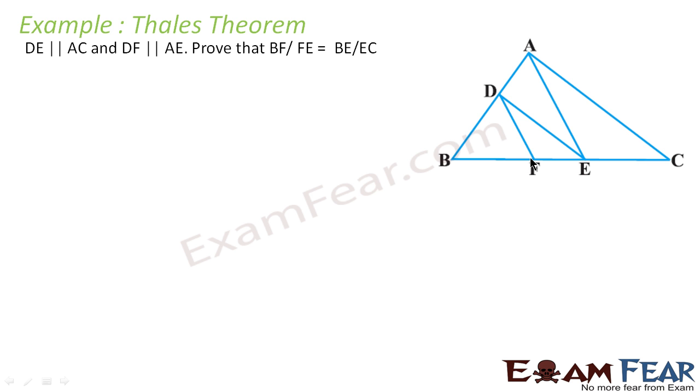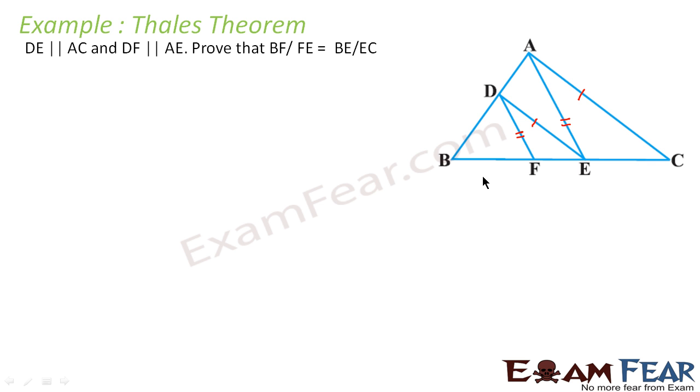DE, this line, is parallel to AC and DF is parallel to AE. So this is parallel to this. Given, we have to prove that BF by FE is equal to BE by EC.